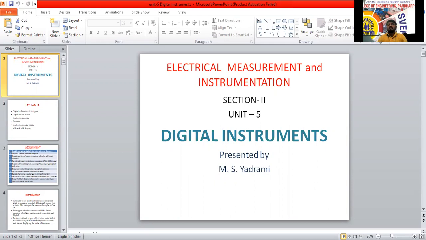Next one, explain digital measurement of time period. We have to measure the time period with the counter. The counter gives the reading, so how do we measure the time period? Explain digital measurement of time period. Next, explain electronic counter and its mode of operation. Different frequency modes, time period modes, different operation modes are there. Based on that, you have to explain the counter and its mode of operation.